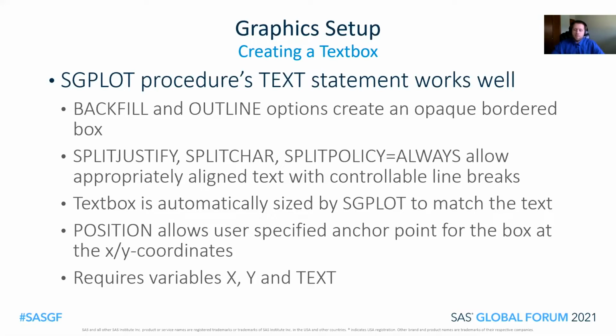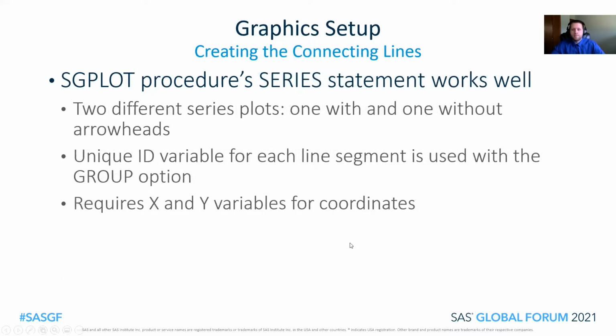Previously, I've seen others have to draw a rectangle manually by guessing where the text is going to be, or printing the text and then going back and trying to add the border on later. Position allows the user to specify an anchor point for the box to sit at certain coordinates. I found the position variable to be a little backwards in my head. So for example, if you say position equals bottom, the anchor point for the text box is actually on the top and the text goes to the bottom. I would picture it in my mind to be the reverse of that. The only required variables are X, Y, and text.